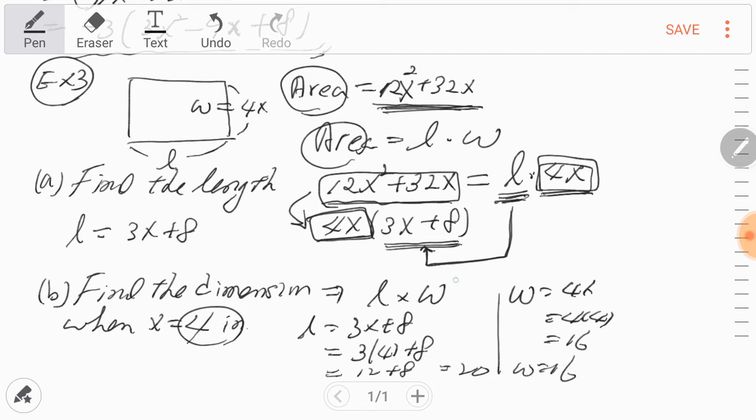So the dimension is L is 20 and width is 16. So 20 by 16 inches. So the dimension is 20 by 16 inches. 20 inches by 16 inches.